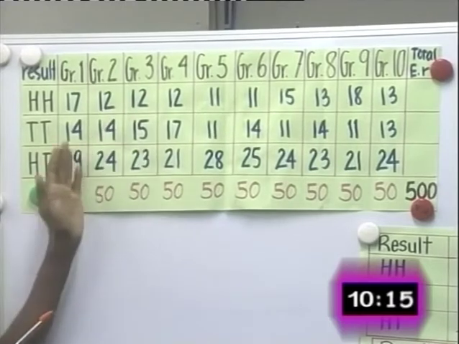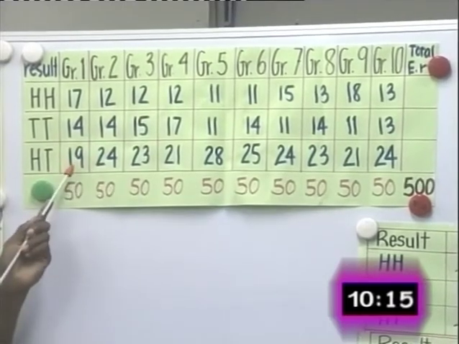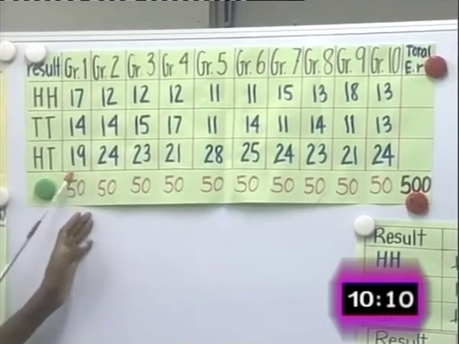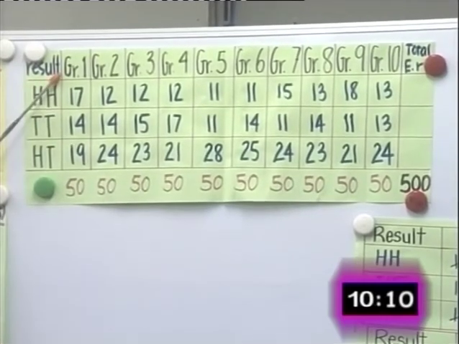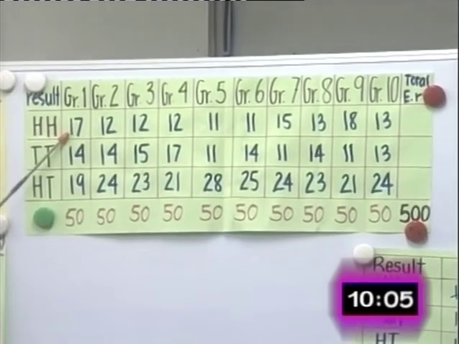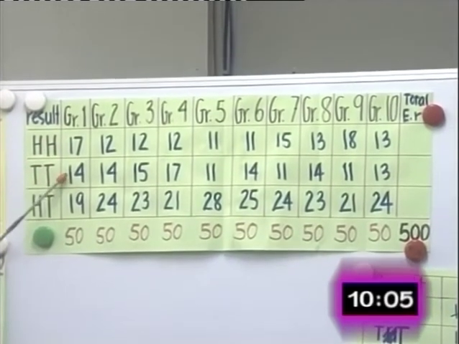So this is our result here, which is on the board. You might have different results. So you can see group 1, the result of group 1, their head was 17, tail was 14, and the frequency of head-tail was 19.